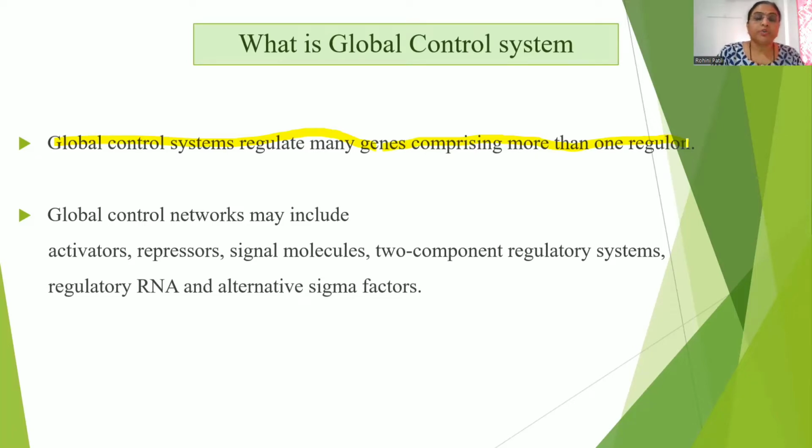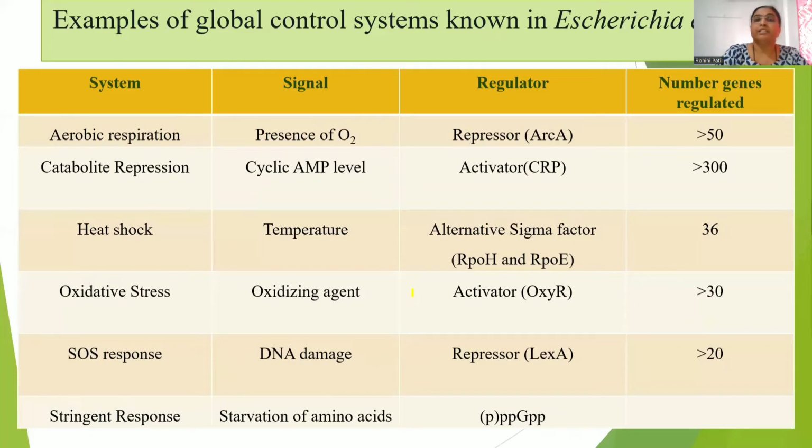Now, this global control network may include what? Which are the components that regulate this global control network? They are the activators, repressors, signal molecules, two-component regulatory systems, regulatory RNA, and alternative sigma factors. Now, to know more about the global control system, we are going to take some examples from E. coli, that is Escherichia coli.